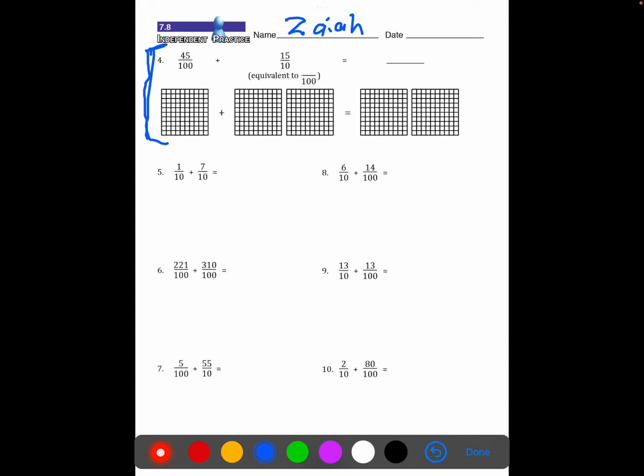All right, so remember, we're going to look at number 10. We have to get the same denominator. And I know to do that, I've got to times it by 10. So 10 times 2 is 20. 10 times 10 is 100. So now we can add 20 plus that 80 is 100 over 100. So that would actually be 1 whole.